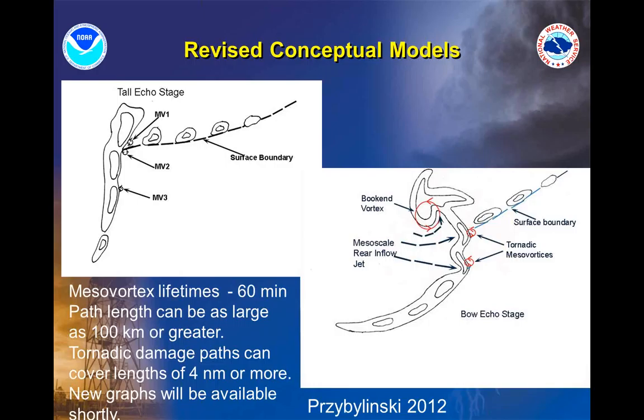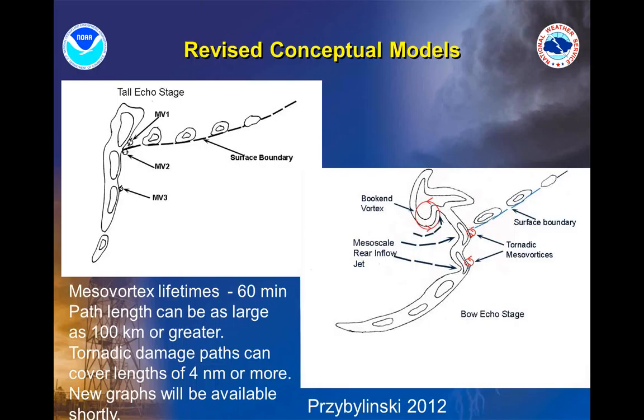So we can go back to several cases in the 1990s, June 29th, 1998. I can go back to a 2004 case, a 2002 case here, and the mesovortex lifetimes were around 60 minutes. And the path length of these actual mesovortices can be as large as 100 kilometers here. Tornado damage paths can have various path lengths. They can be very short, like we saw in the June 19th case here, and yet they can have larger path lengths of 4 nautical miles.